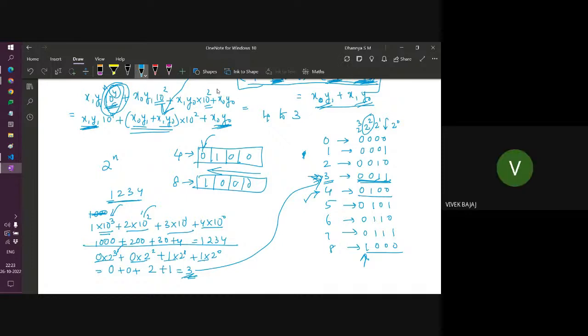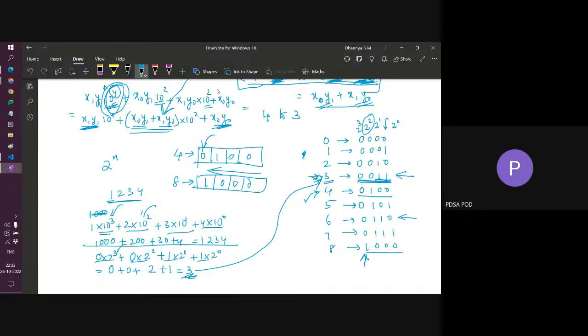Clear, ma'am. Clear. Okay. See, in the case of 3 also, you see 3 is 0, 0, 1, 1, right? See, what is double of 3? You have shifted it one digit and you've added a 0 at the right hand side.